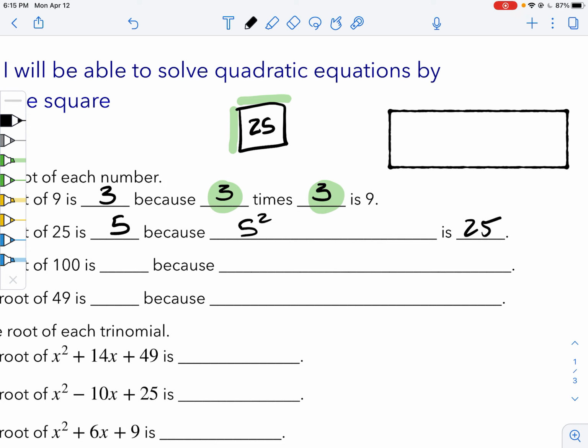But I'm going to throw a challenge question on there. What about negative 5? Do you know that negative 5 squared is also 25? 5 squared is the same thing as negative 5 squared, which is 25.